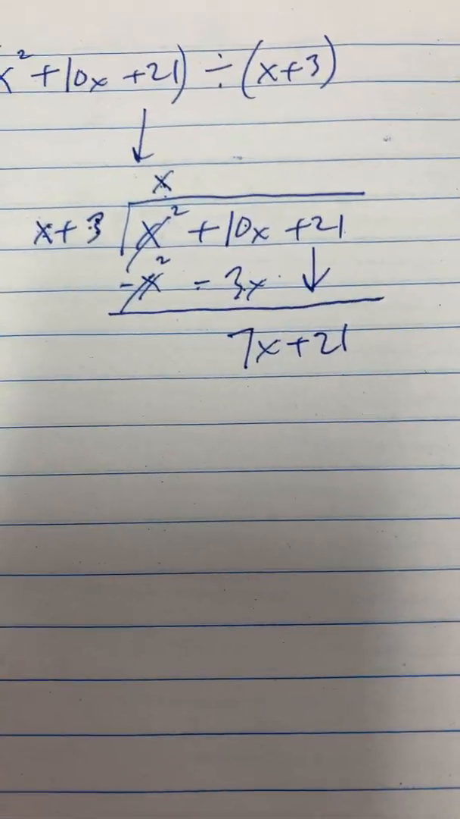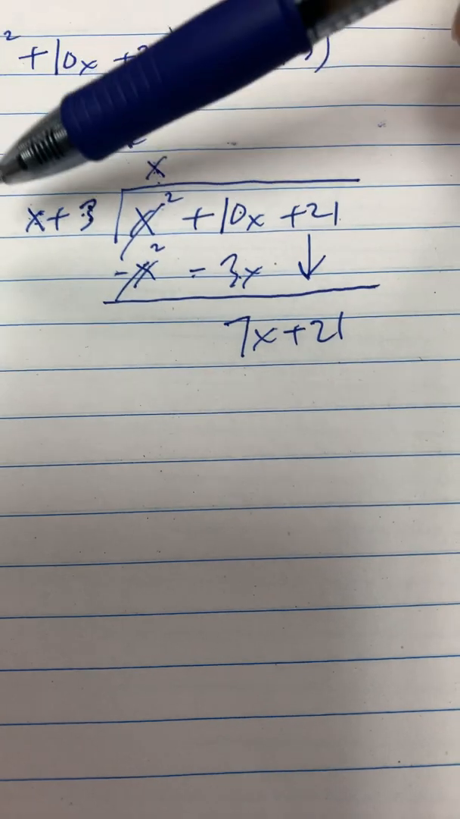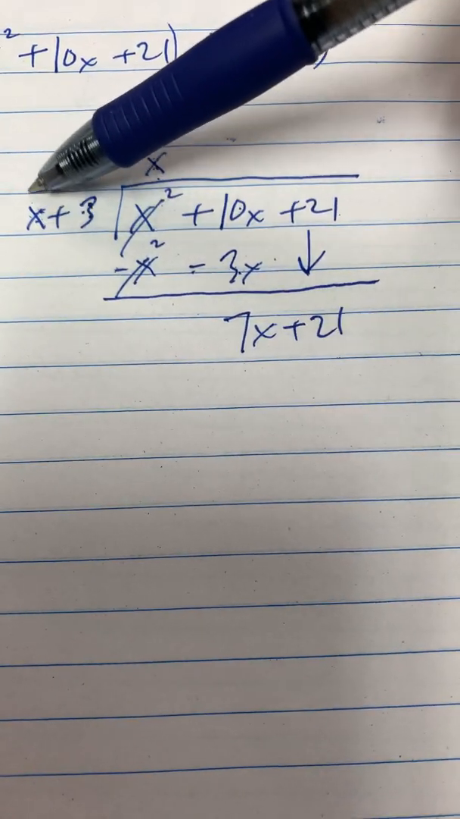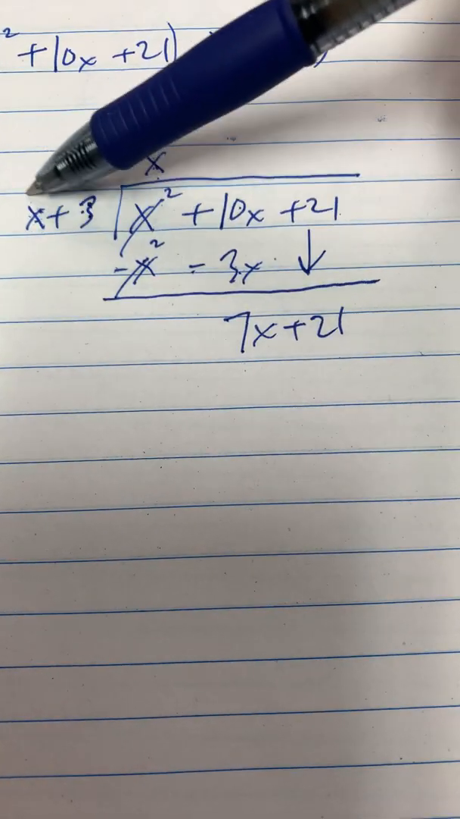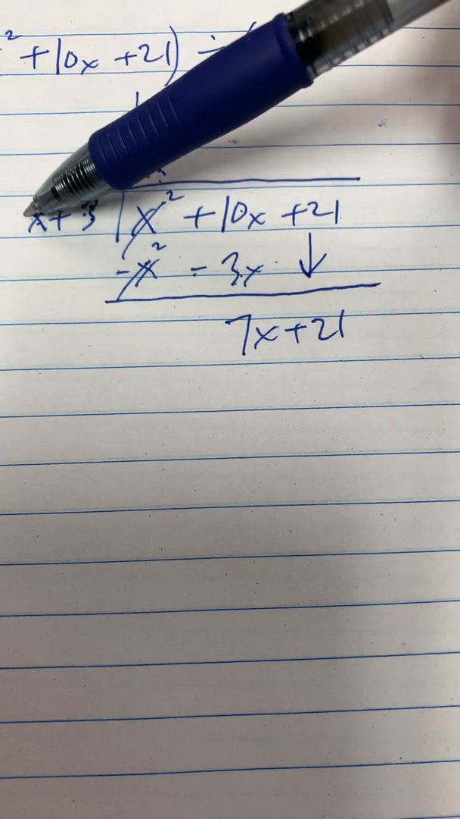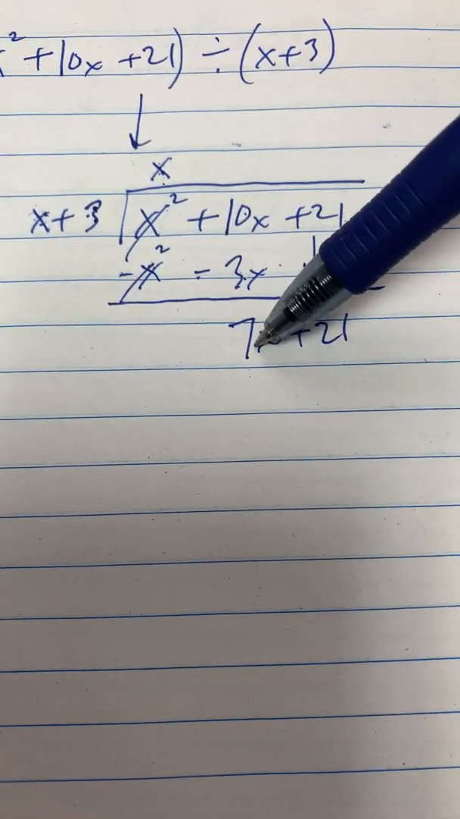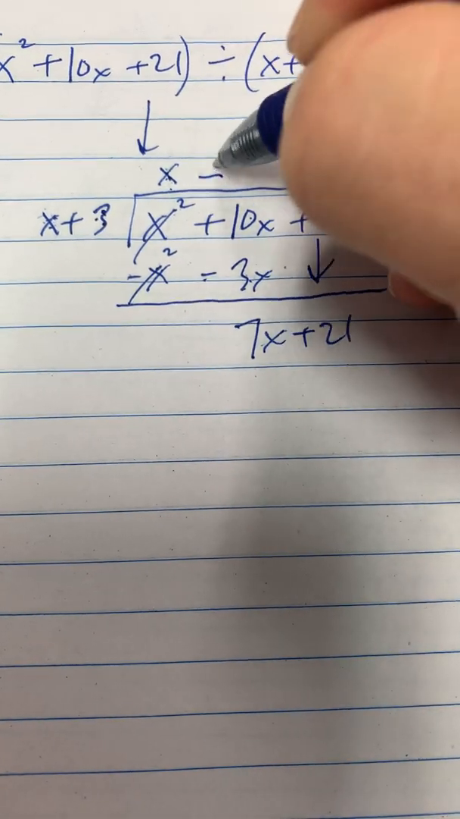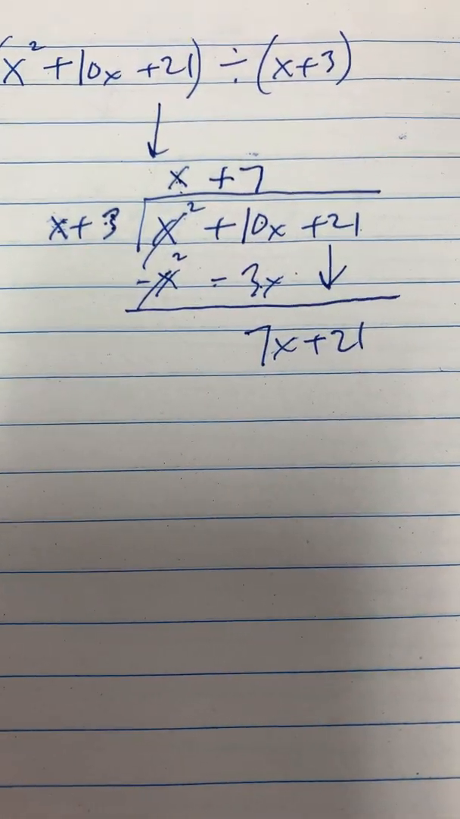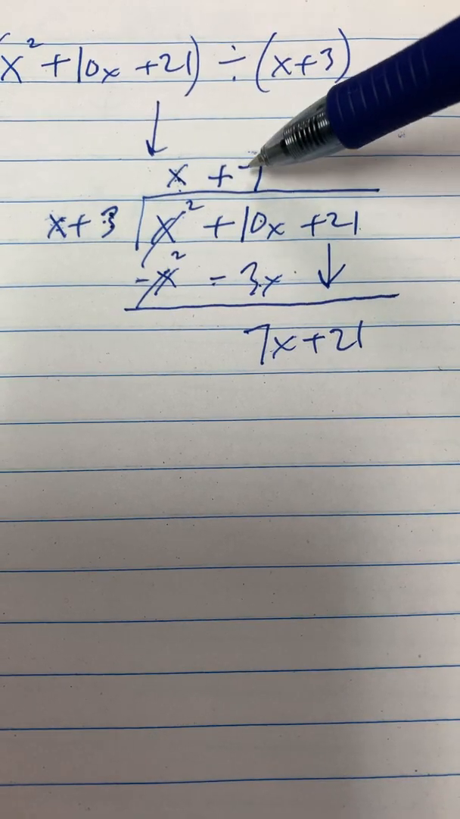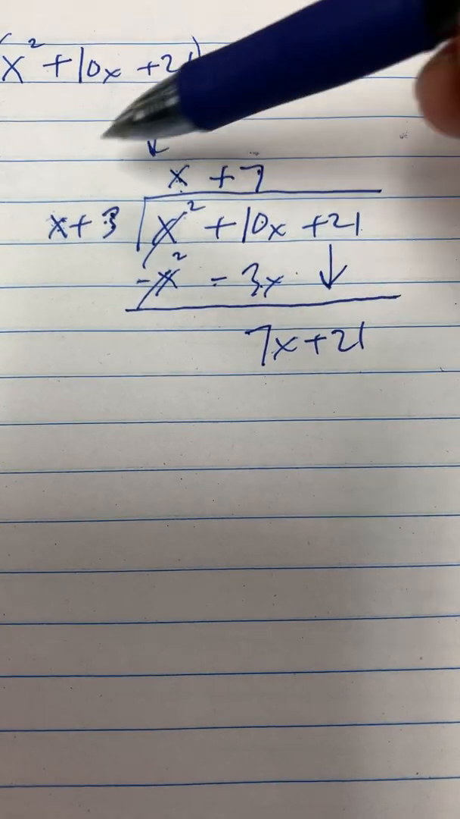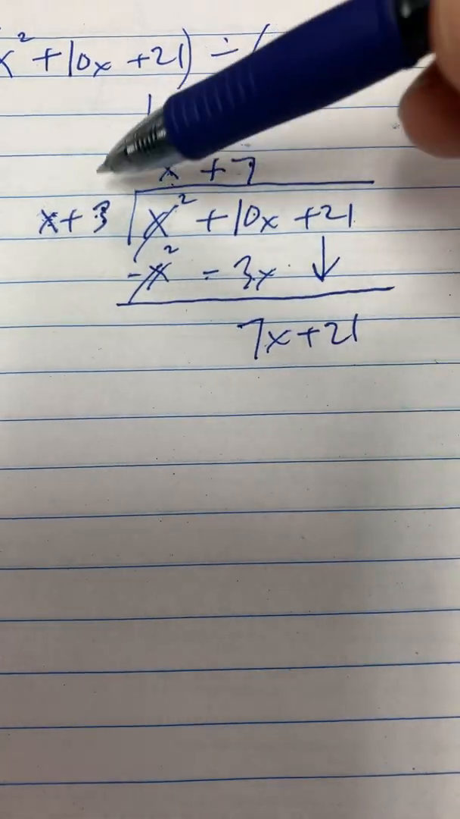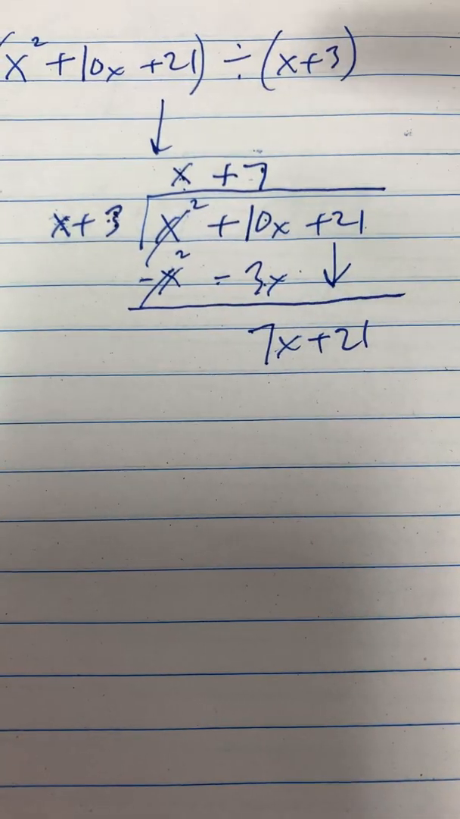Now I'm going to repeat the process. I'm going to come back to this. It all starts right here with the first term. x times what gives me 7x? Well, the answer is positive 7. So now my next step is to distribute that 7 to this x and to this 3.